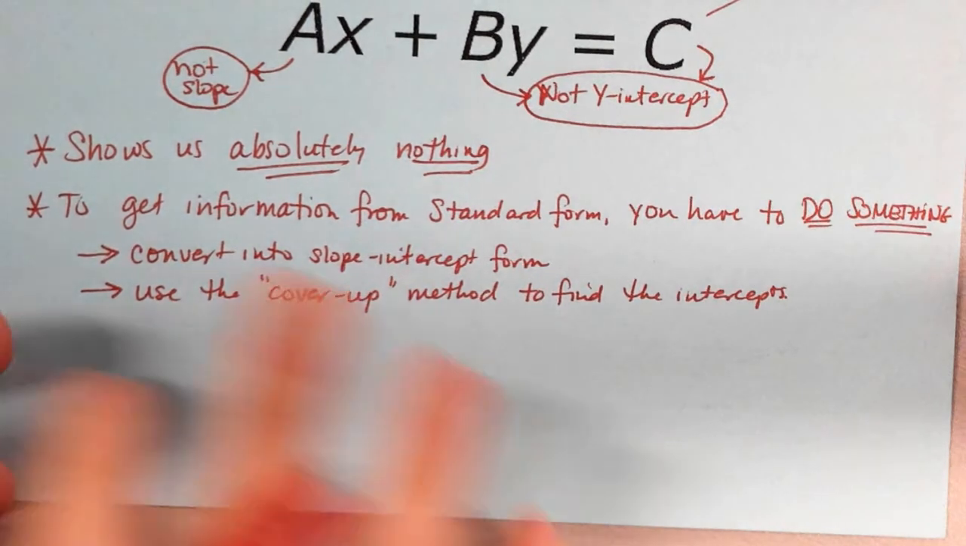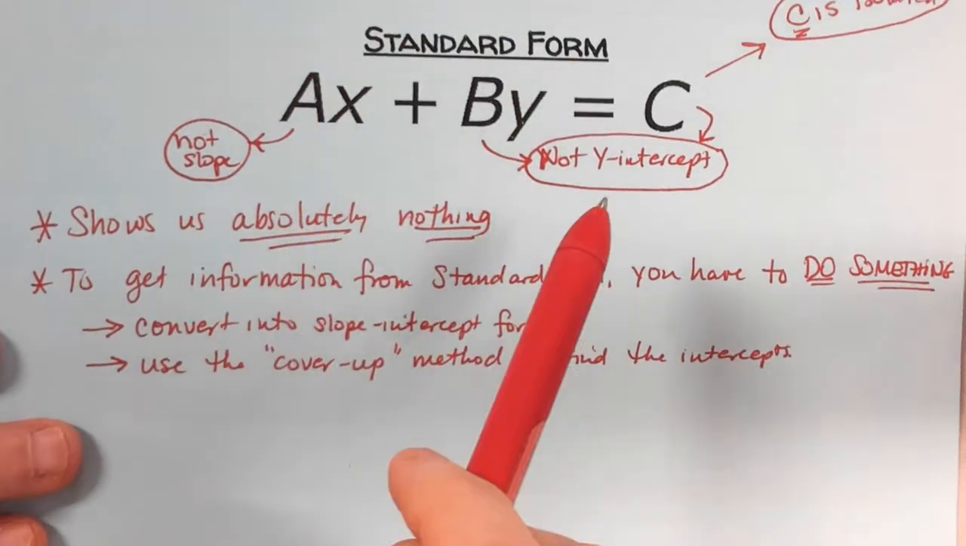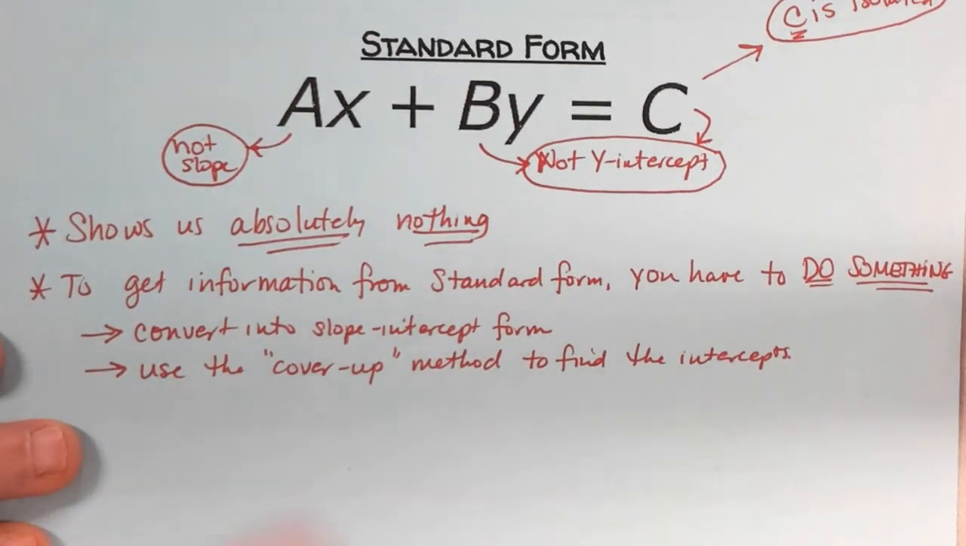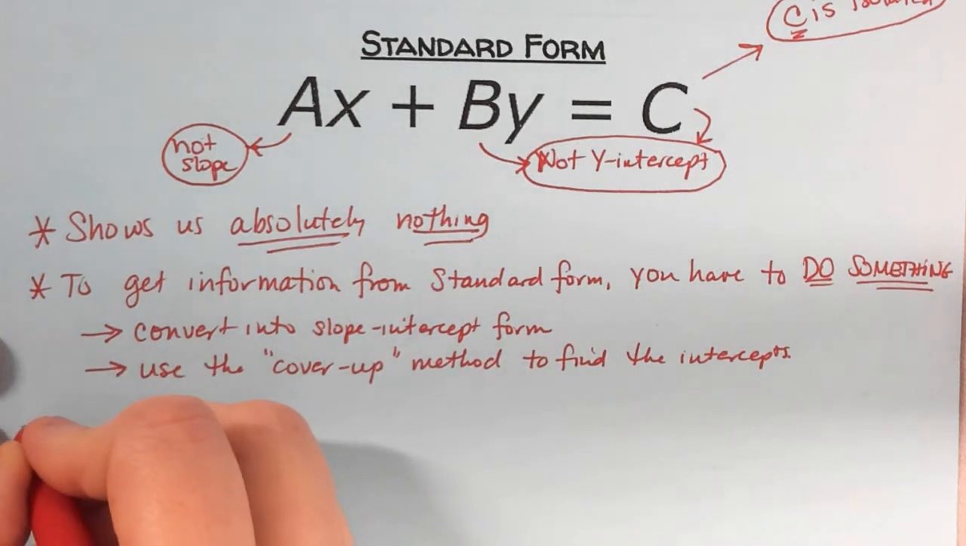Okay. So we can't tell anything about standard form from looking. We have to do something. So we can convert or we can use the cover-up method. I'm going to show you both of those methods in a minute. But first, we have to know the rules of standard form.